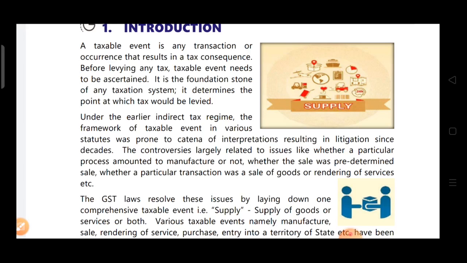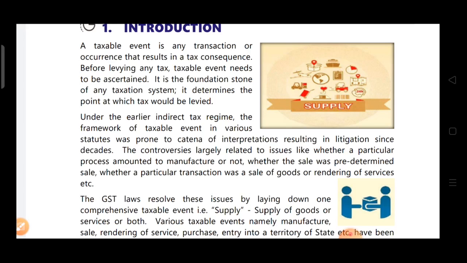Under the earlier indirect tax regime, the framework of taxable event in various statutes was prone to a catena of interpretations, resulting in litigation since decades. The controversy is largely related to issues like whether a particular process amounted to manufacture or not, whether the sale was a predetermined sale, whether a particular transaction was sale of goods or rendering of services. What was the difficulty in the earlier tax regime?